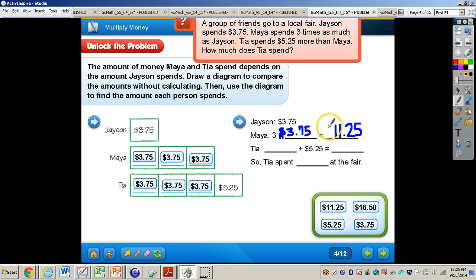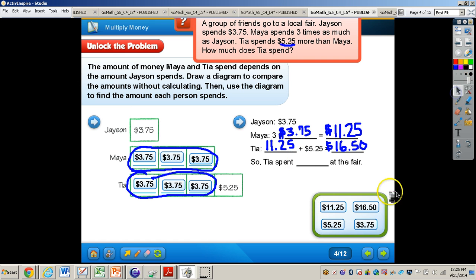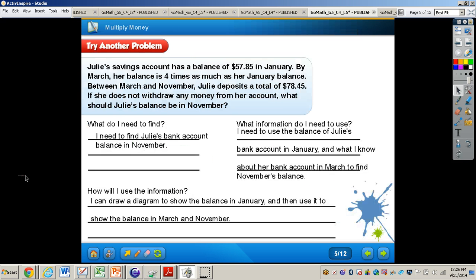That does not answer our question, though. Even though we love Maya, we don't really necessarily care what she spends, other than the fact that it helps us figure out how much Tia spends. So for Tia, what we do is we take that total from Maya, which is this 375. You can see it's represented here within our diagram, and it's also represented here within our diagram. So 1125 plus 525 is going to give us 1650, $16.50. So we can see Tia spent, and I'll just drag it up here, $16.50 at the fair.